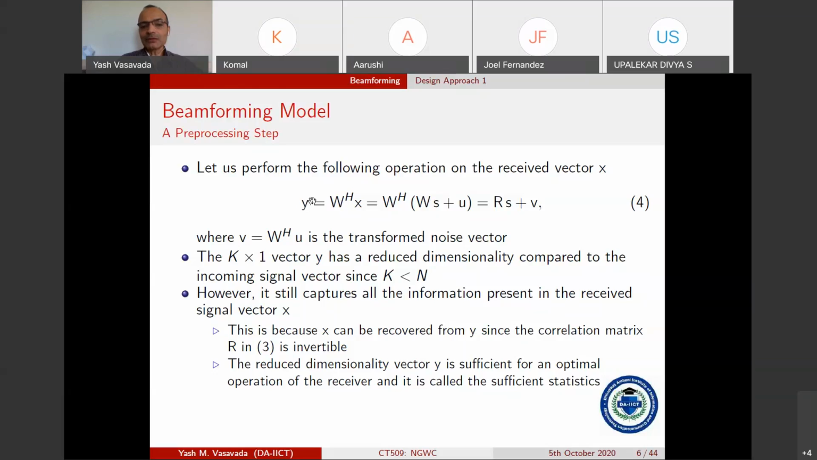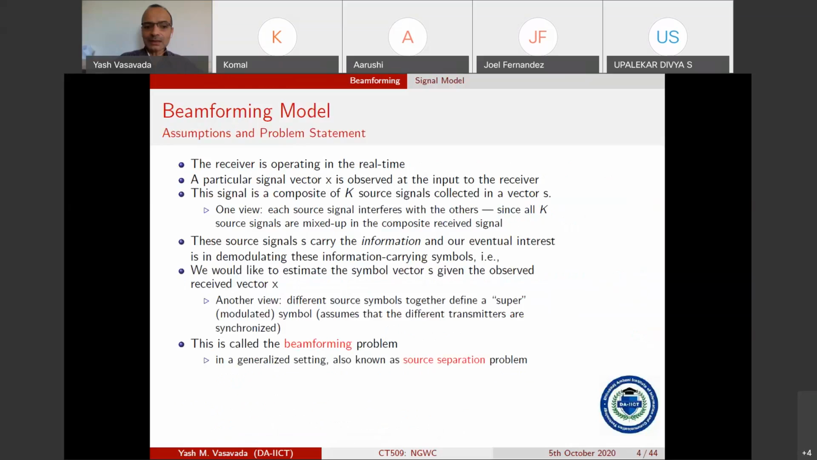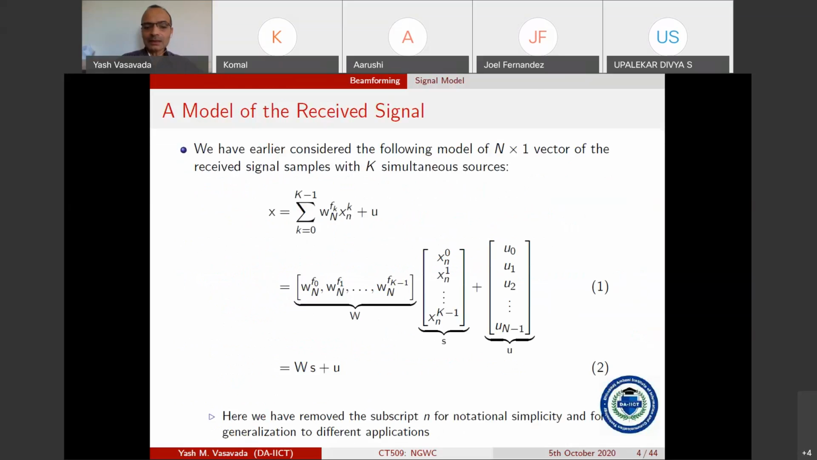The first element of Y will be the dot product between the first column of W with X. Right? That will be the first element of this vector Y. The dot product of the first column of W with X. But the first column of W is this vector. And this is the vector that we have called the matched filter for the first user.